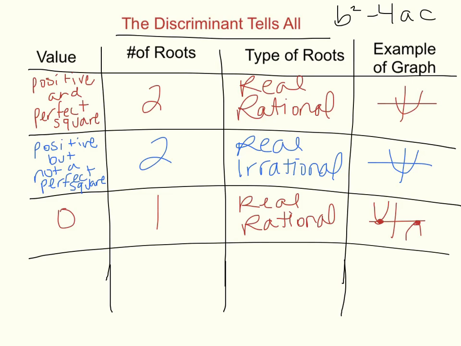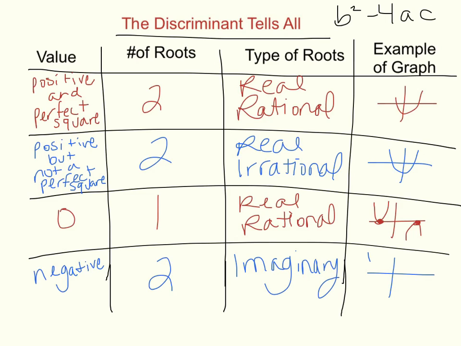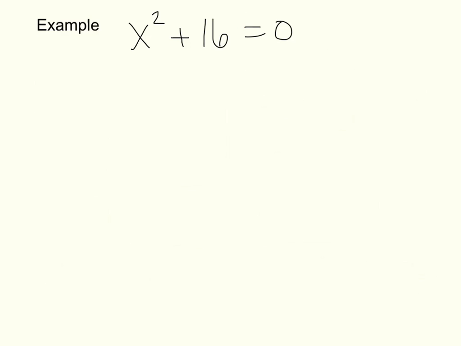Now the last type is if you do b squared minus 4ac and you get a negative number. So something less than 0. Then you have two roots, but this time they're imaginary. So that means your quadratic doesn't cross. So you won't see any real roots because it doesn't cross the x-axis. You have imaginary roots. So let's do an example.